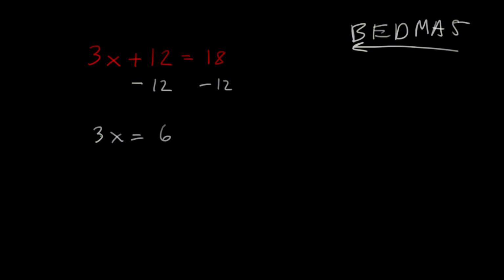Next, we want to get rid of the multiplication of 3. To do this, we need to do the opposite operation, which is dividing by 3. In general, whenever I do division, I'm always going to use a fractional symbol just because it's a lot faster and easier to do. 3 divided by 3 is 1, and we're left with x equals 2, since 6 divided by 3 is 2.